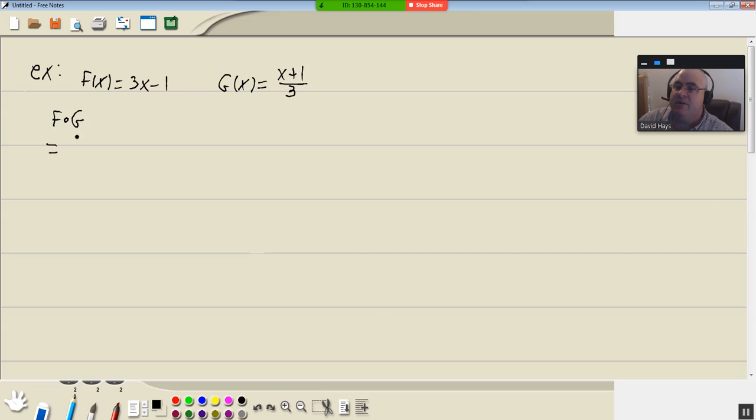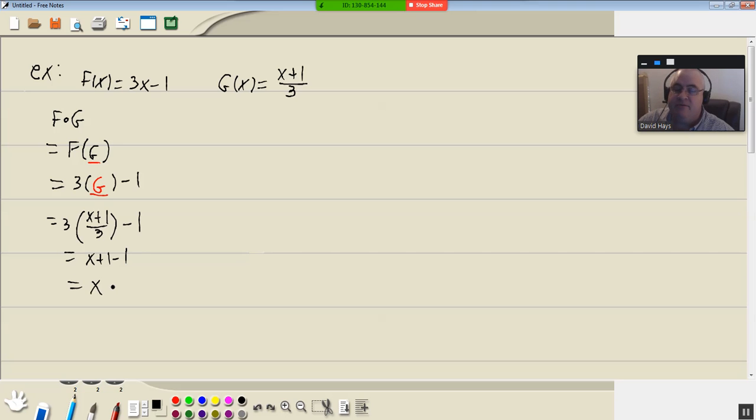So composition of f and g is f of g. Now we're going to go to our f of x, which is 3x minus 1, and where our x was, we put in parentheses. Now, evaluating a function is always the same. Whatever's inside this parentheses is what you put in here. So we'll put g in there. But g was equal to (x plus 1) over 3. Now here the 3's would cancel. We got x plus 1 minus 1. And 1 minus 1 would cancel and gives us x. And that's our first piece.